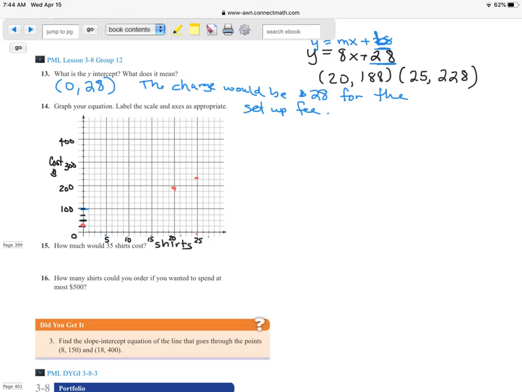And if you'd like, you could find another point to make sure we're all right. So y equals 8 times, let's try 10 plus 28. So it's 80 plus 28. Let's fix that. Okay, 108. So I should have the point 10, 108. Got there eventually, didn't we? So 10 and the 108 would be about right there. I think we did pretty well. Okay, so there's our line.